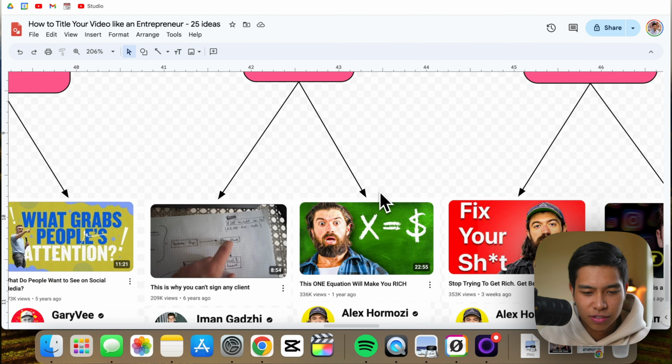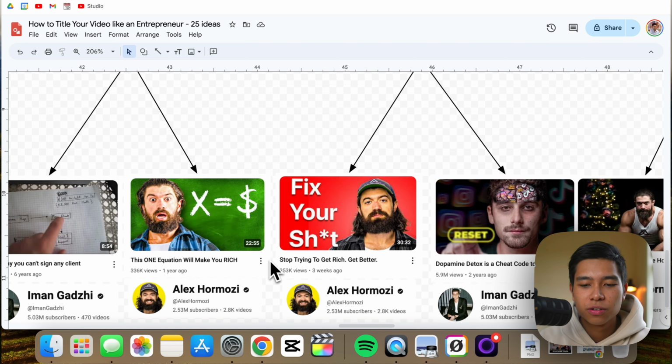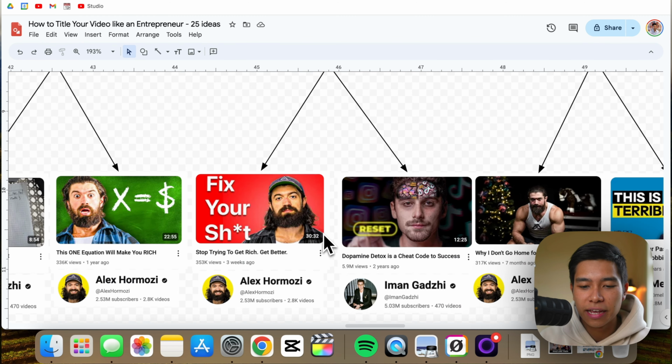Right, this is why you can't sign any client. This one equation will make you rich. This. Cool. Next, we've got the statement.